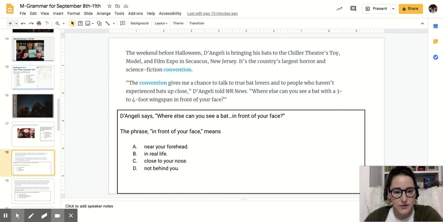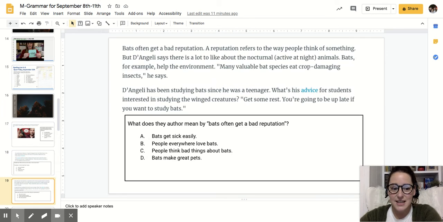Okay, let's answer this question. D'Angeli says, where else can you see a bat in front of your face? The phrase in front of your face means, what does he actually mean? I want you to highlight the answer that you think is correct. All right. If you need to, pause it, highlight whatever you need to highlight, A, B, C, or D, whichever one you think is correct, and then move to slide 19 once you're done.